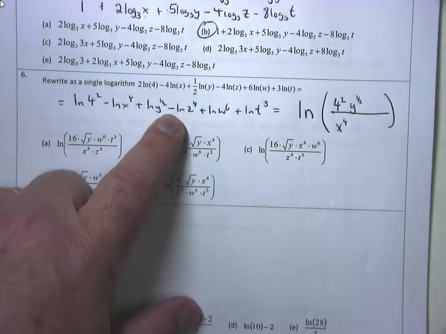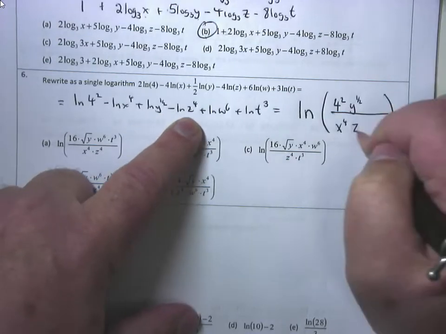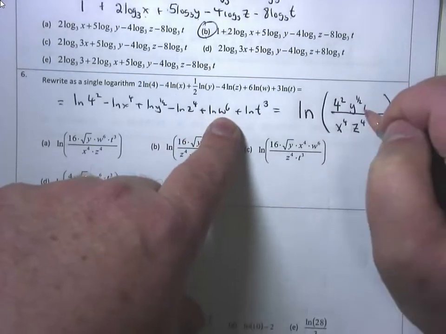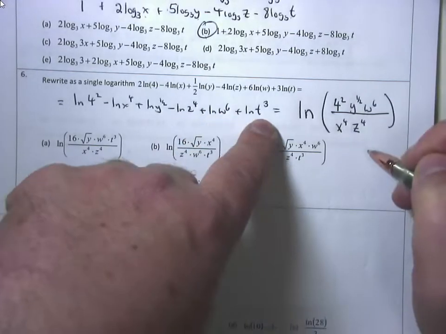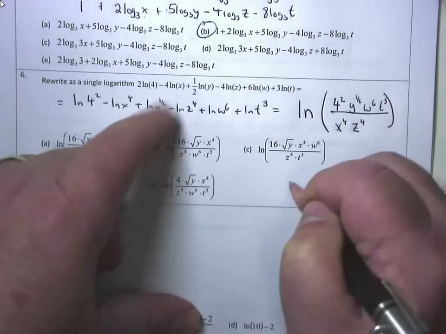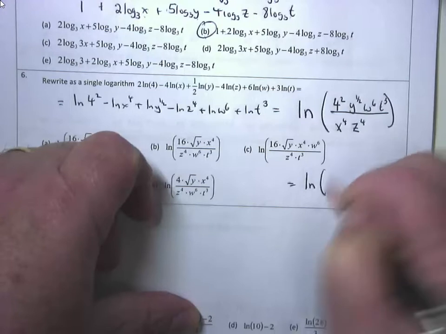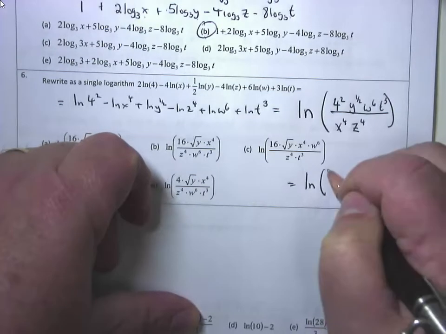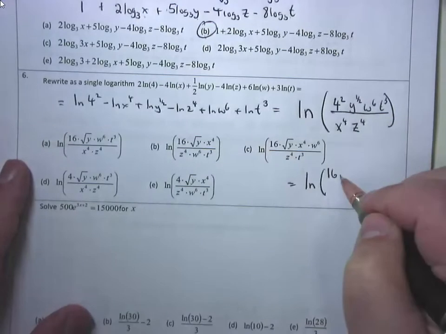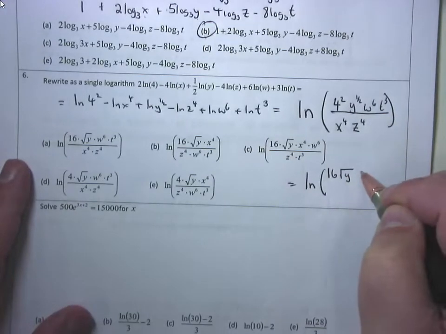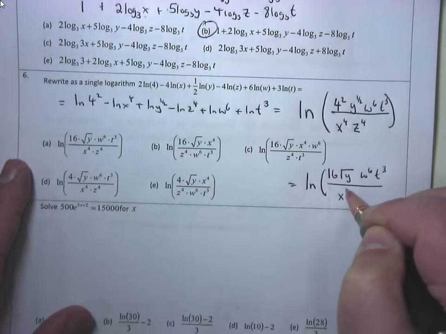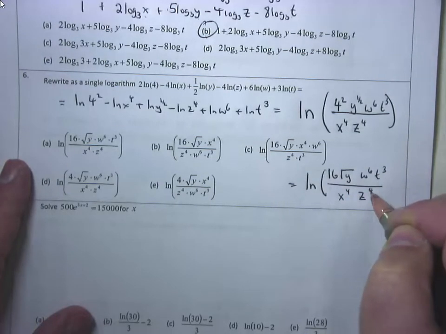That's a minus, this is why I messed them up, so the z to the 4th will show up on the bottom, division. That's a plus, so the w to the 6th shows up in the numerator, and that's a plus, so the t cubed will show up in the numerator. And just to make it look good, let's clean up my numbers. 4 squared is 16. A 1/2 power is a square root, so that would be the square root of y times w to the 6th times t cubed over x to the 4th, z to the 4th.